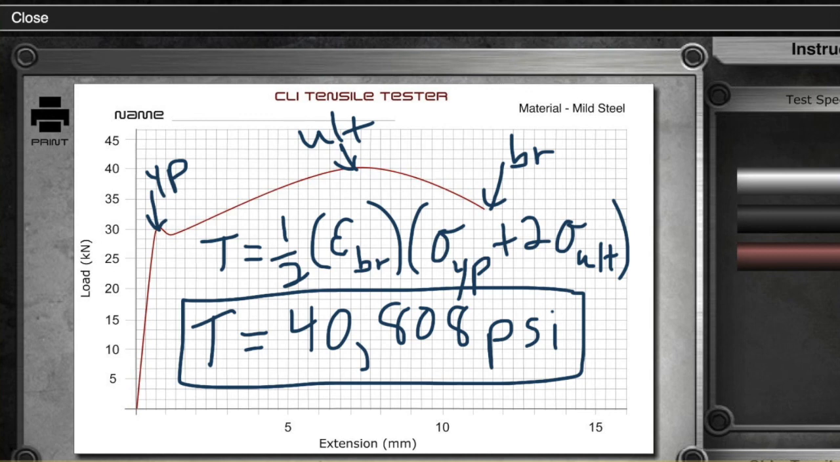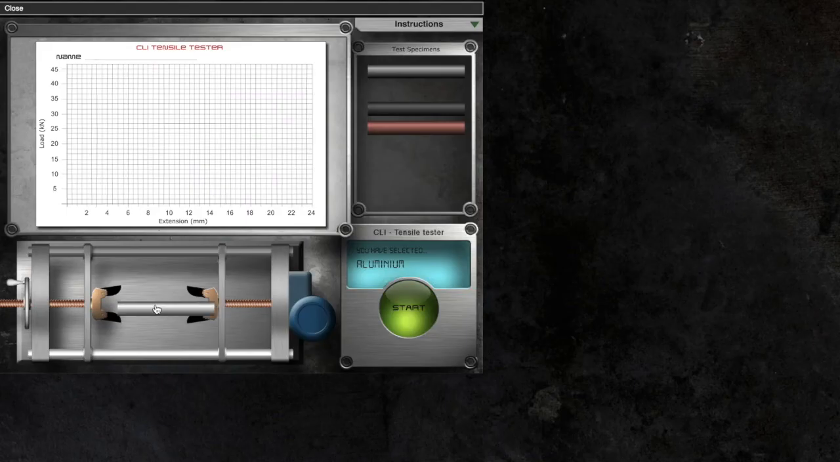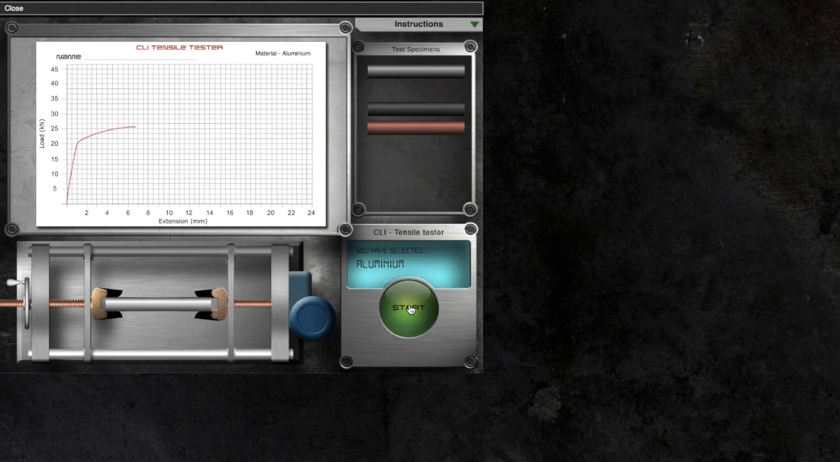You need to do that on the other 2. So let's see, what do we got here? We got aluminum. I'll just go ahead and put it in there, and I'll click start and show you kind of what the graph looks like. Okay. So there's the tensile test for aluminum, and you need to do all the math on that one. If you're watching this video, you could pause it and screenshot it right there, and you can have it if you wanted.